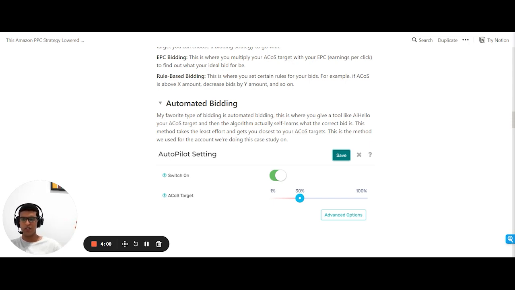This is obviously my favorite type of bidding. Number one, because I'm biased. I run an AI PPC software company. Number two, it doesn't require any effort on the seller's end. And number three, it's just more accurate. You're more likely to achieve your target ACoS if you use this type of bidding.